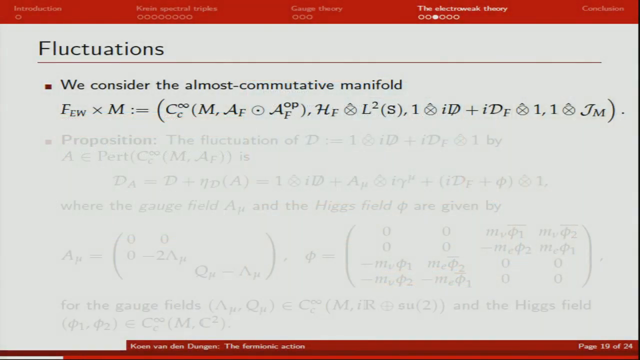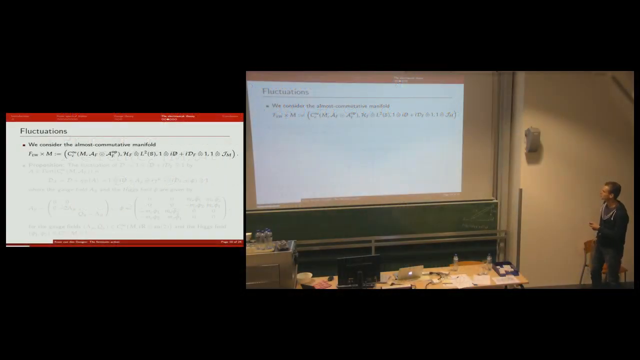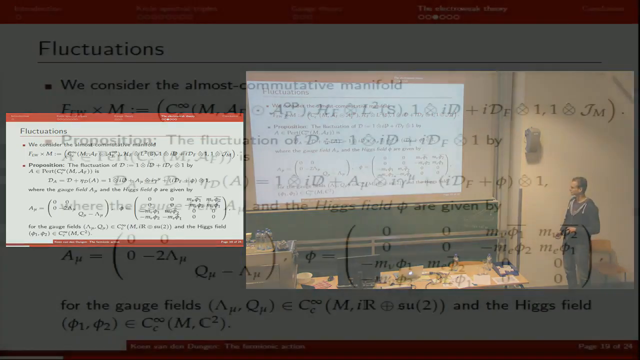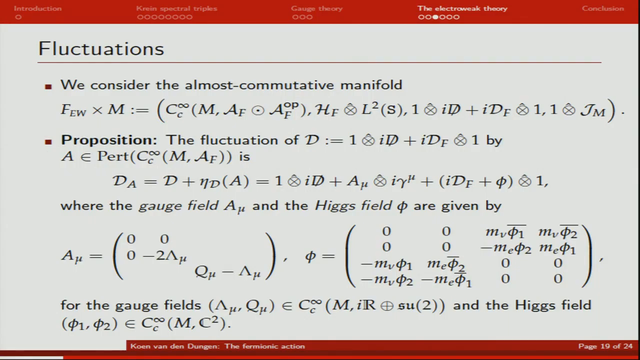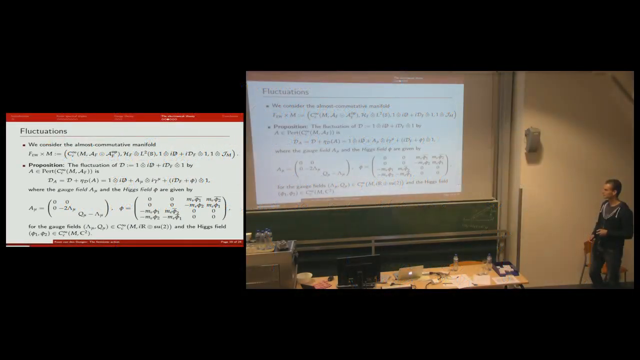All right, so we will consider the almost commutative manifold, the same as what I showed before. So what we have here is basically the fermionic particles, our matter fields. We have mass terms, we can generate kinetic terms, but there are no gauge interactions just yet. So this is why I talked about the fluctuations of D. If you take an arbitrary element in our perturbation semigroup for this almost commutative manifold and consider the fluctuation of D, then what you will end up with is something of this form. So what is being added is this field A mu.